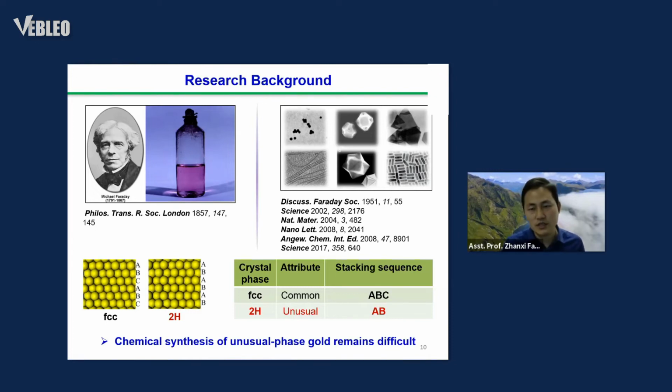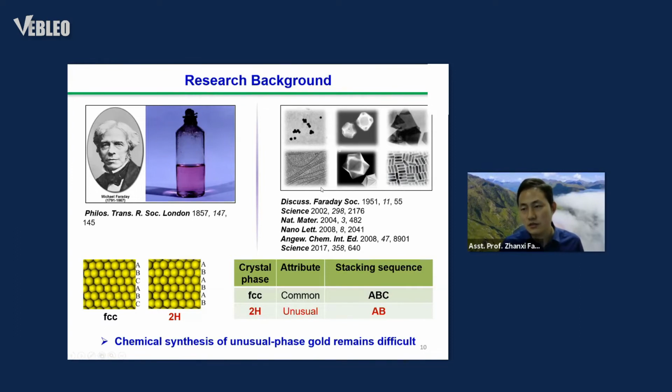Gold nanomaterials have been studied for a long time, actually over 1.5 centuries ago. Here you can see a bottle of gold colloids made by Michael Faraday, who synthesized this kind of gold colloid in 1857. Later, especially in the last century, with the invention of the transmission electron microscope, a lot of new gold nanostructures have been synthesized and observed.